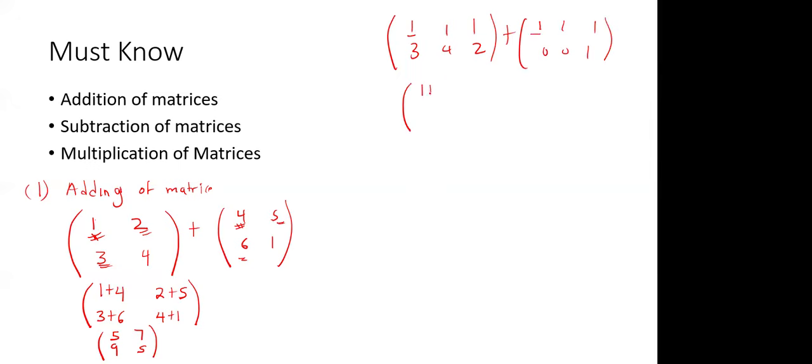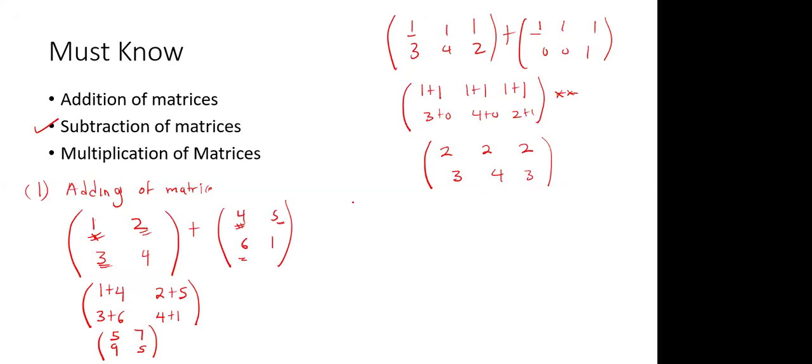Show clearly that this is 1 plus 1, 1 plus 1, 1 plus 1, 3 plus 0, 4 plus 0, and then 2 plus 1. Then continue and say this is 2, this is 2, this is 2, this is 3, this is 4, and this is 3. So you show clearly how you are adding those matrices. Don't jump this step of how you are adding.